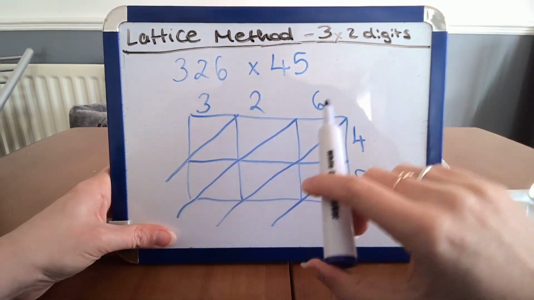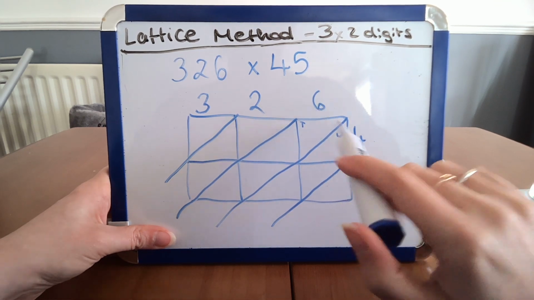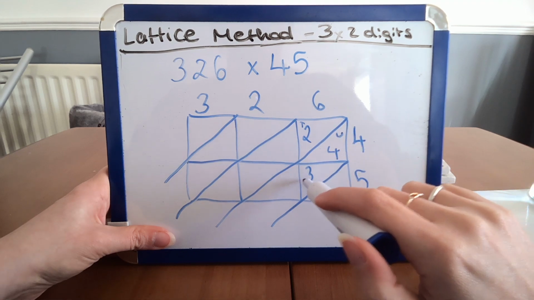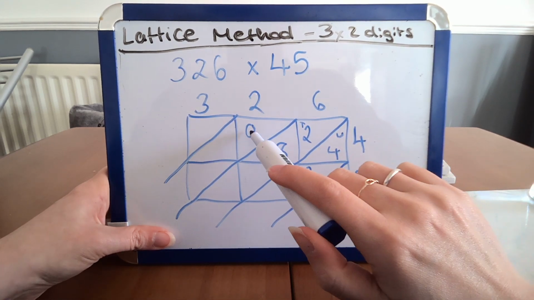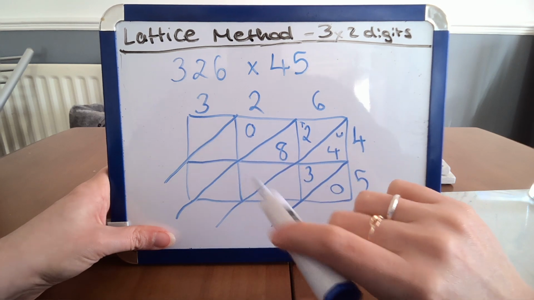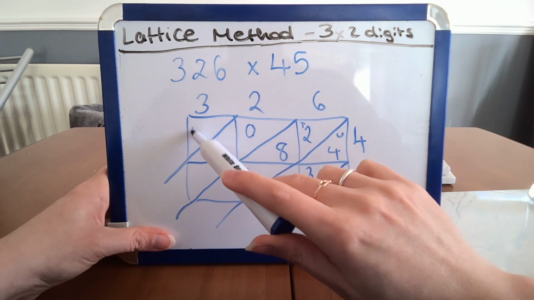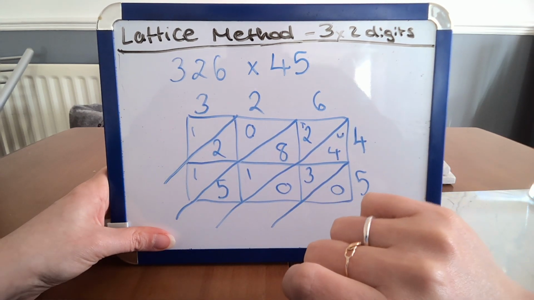And I start my multiplication. So don't forget, these are your tens and these are your units or ones. So 6 times 4 is 24. 6 times 5 is 30. 2 times 4 is 8. So I'm going to put a 0 in there to show there aren't any tens. You can also leave it blank. 2 times 5 is 10. 3 times 4 is 12. 3 times 5 is 15.